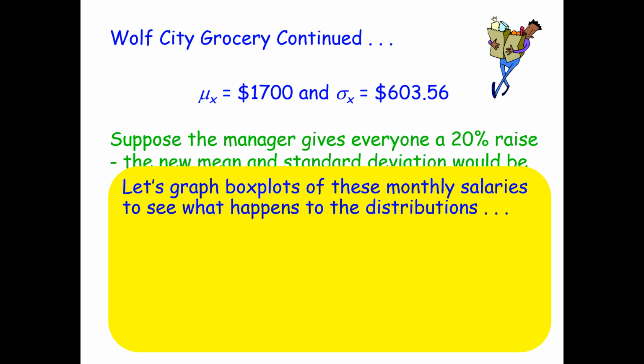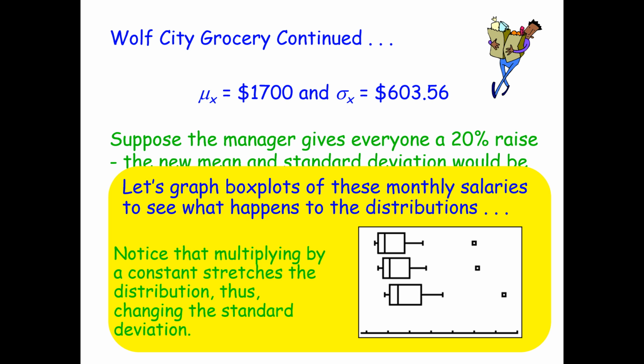So let's graph these box plots of the monthly salaries to see what happened to the distributions. So here we have our original salaries, and our salaries plus the $100, and now we have this next situation of a 20% raise. So notice that multiplying by a constant stretches the distribution, thus changing the standard deviation.